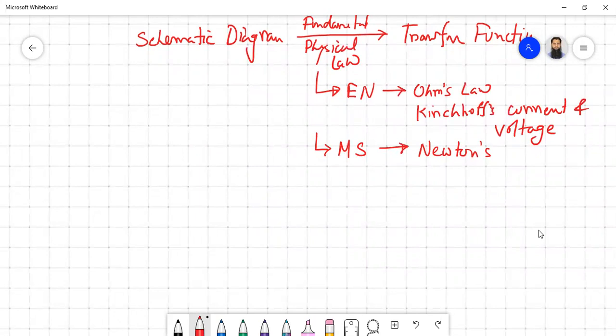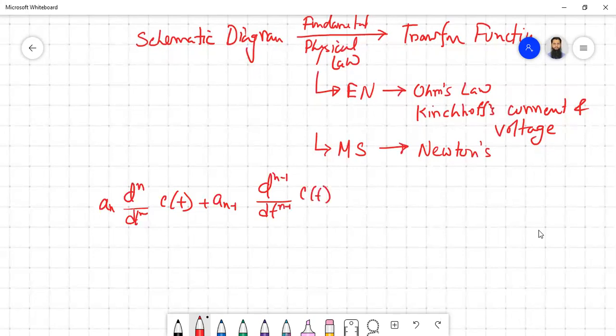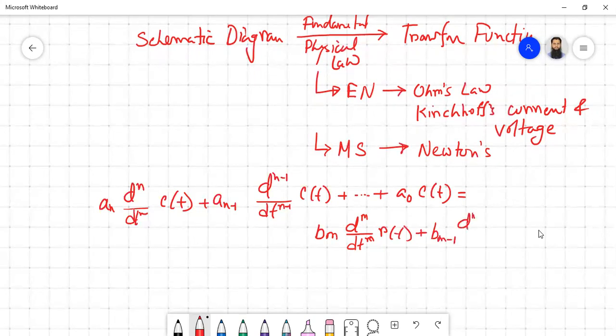So a simple version of it can be: a_n d^n c(t)/dt^n plus a_(n-1) d^(n-1) c(t)/dt^(n-1) plus, and it goes on up to a_0 c(t), should be equal to b_m d^m r(t)/dt^m, r(t) is your reference, plus b_(m-1) d^(m-1) r(t)/dt^(m-1), and it goes on up to b_0 r(t).